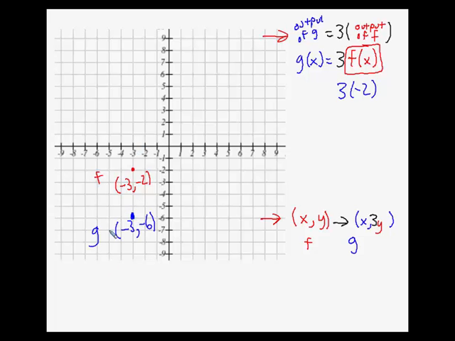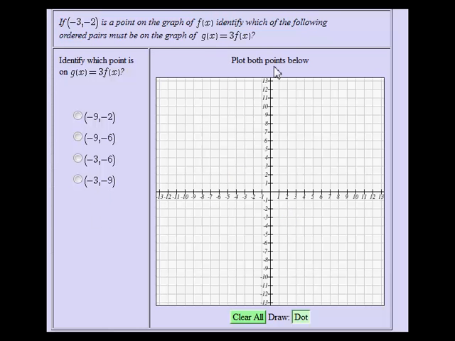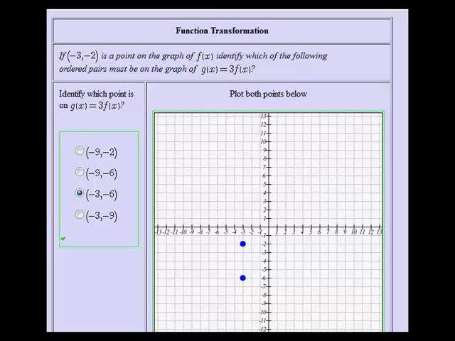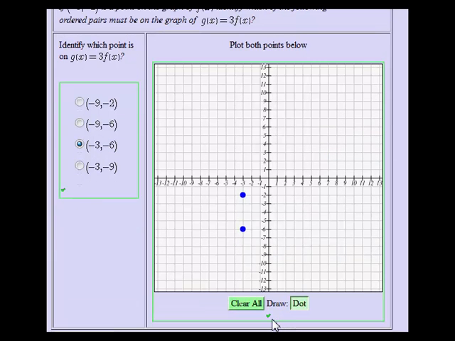So going back to the original problem, I am to plot both points, meaning -3, -2, the one that was given to me, and the new point, which I've forgotten already, but it's so simple to get. I leave the x value alone, multiply the y value by 3, that would be -3, -6, so that's this one. And I plot -3, -6 along with the original one. Submit my answer, just to make sure that I get a green check mark for both the multiple choice and here again for my graph.